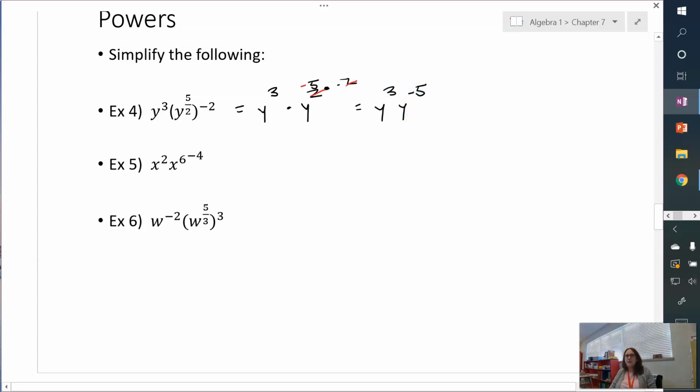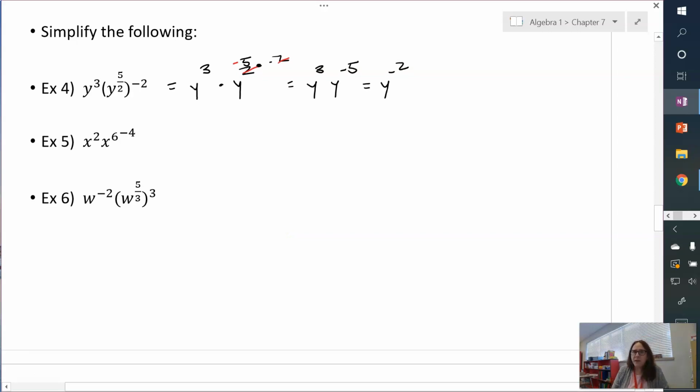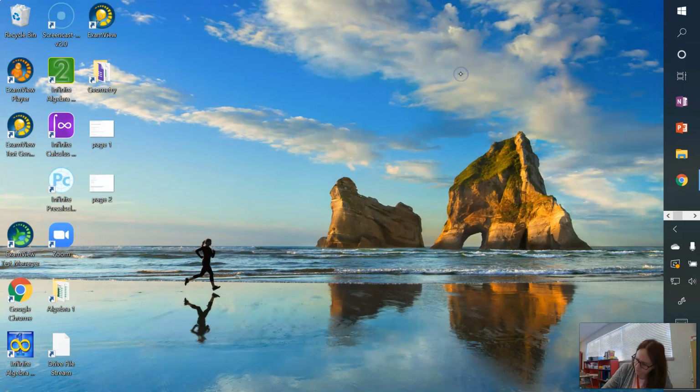And just like last time, let's add our exponents together, and then we'll see if we need to move anything downstairs. So I get y to the -2. Now I still have a negative exponent, so I'm going to have to move it downstairs. And I get 1 over y squared.